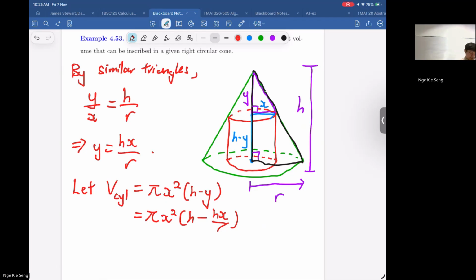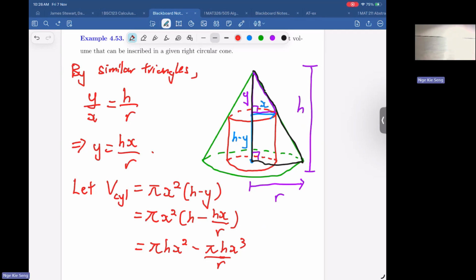Okay. So you can note that this is just a polynomial. Polynomial is nice to differentiate. So the h and r are fixed here. They are not variable. It depends on what height or what radius you want. They are fixed. Okay. But x is not fixed.